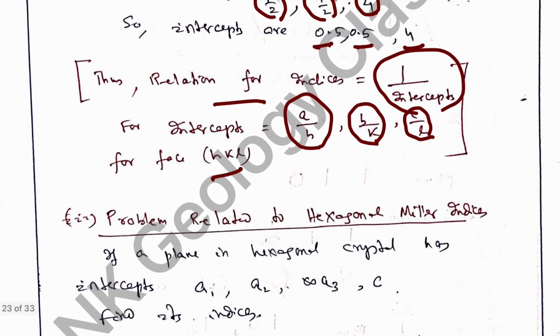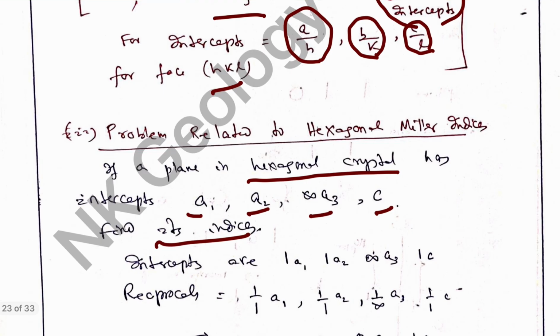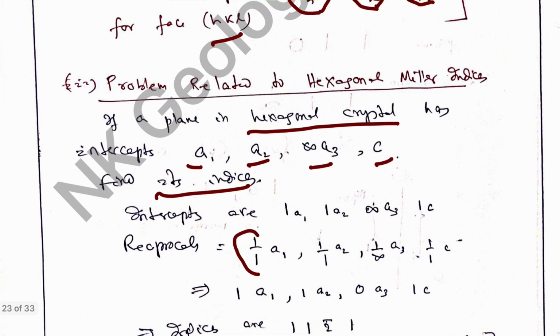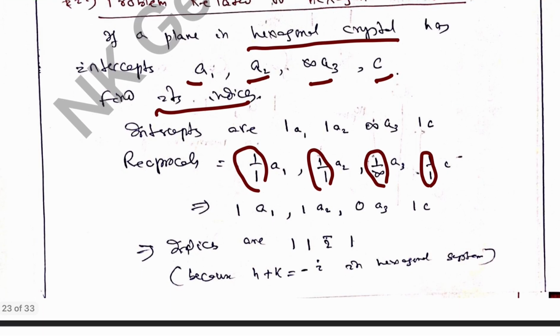Problems related to hexagonal Miller indices. If a plane in the hexagonal system has intercepts a1, a2, infinity a3 and c, find its indices. Its indices will be 1 a1, 1 a2, infinity a3 and 1 c. If you take the reciprocals, 1 by 1, 1 by 1, 1 by infinity and 1 by 1, it will be 1, 1, 0, 1.